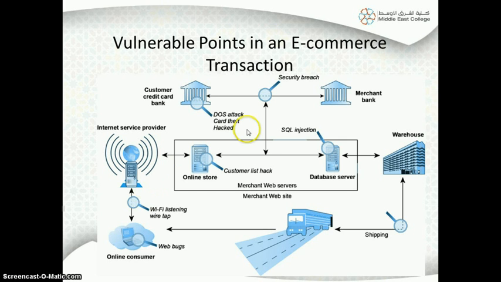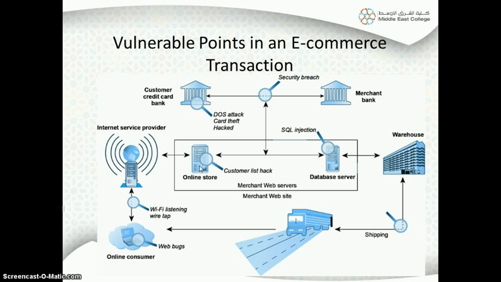Then between the online store website and the database server, you have to be careful. The database server is vulnerable to SQL injection. The web server can be prone to hackers getting the customers list. When we talk about the bank, it can suffer a DoS attack, that is, a denial of service attack, card theft, or it can be hacked.